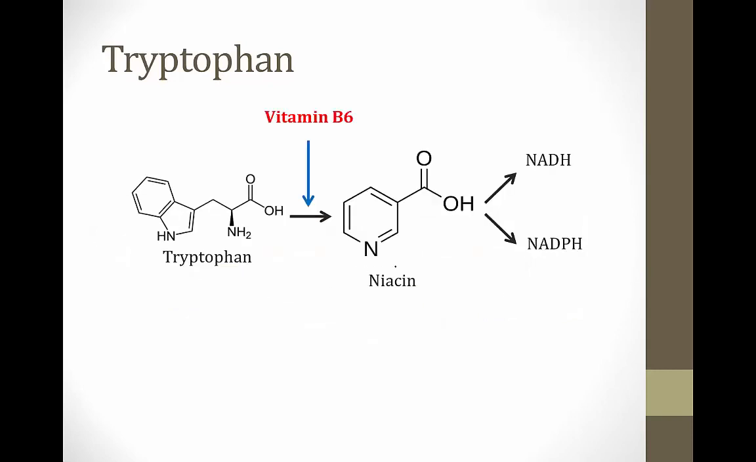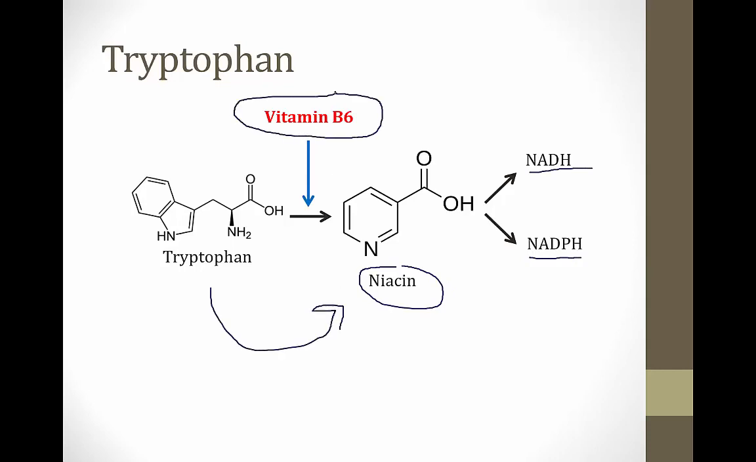Tryptophan can also be used to synthesize the vitamin niacin, and you may know that niacin is necessary to synthesize NADH and NADPH. The conversion of tryptophan into niacin requires vitamin B6, and I talk about vitamin B6 in another module, but some of the symptoms of vitamin B6 deficiency are related to defective conversion of tryptophan into niacin. In other words, you can have symptoms of a niacin deficiency from being deficient in vitamin B6.